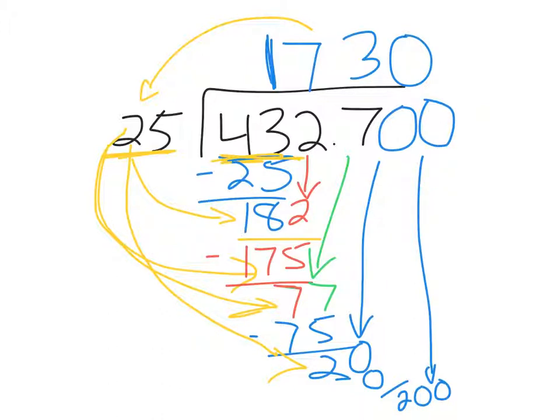How many times will 25 go into 200? And 25 goes into 200 8 times. Since 8 times 25 is 200, there's my remainder of 0. So that means I can stop now. The only thing that's going to happen is where my decimal is in my problem, that's where my decimal is going to be in my answer. So my answer should be 17.308.